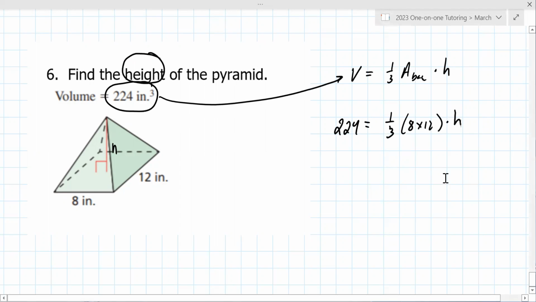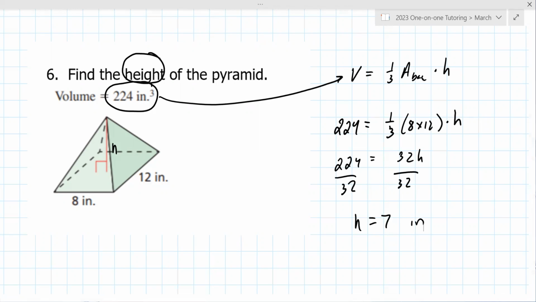Okay. Now, what I would recommend doing is multiplying this stuff over here on the right. I got 32. And then we would divide that from 224, right? Yes, but wait a second here. What did you get on the right here? 32. Okay, 32. Sorry, I heard something different. But yes, so you're going to divide both sides by 32. I got the height is 7. The height is 7. Good.